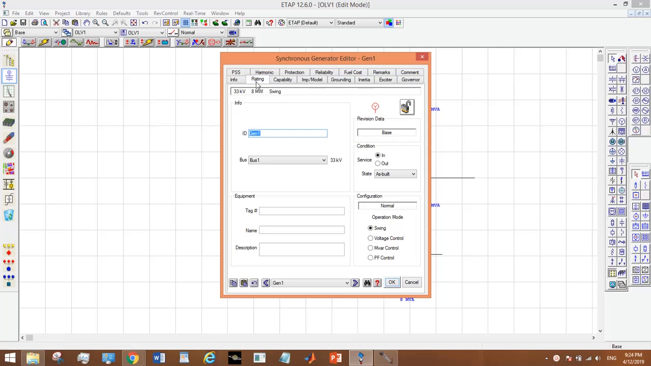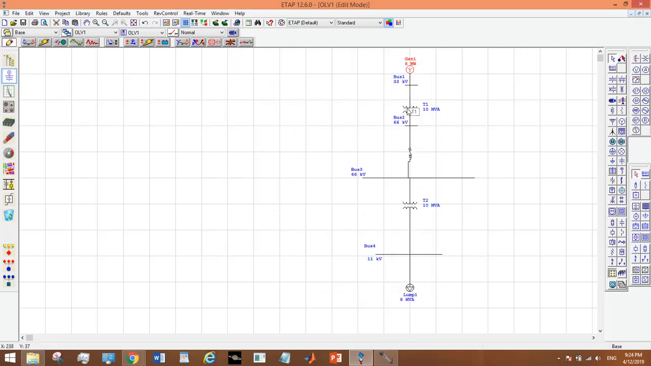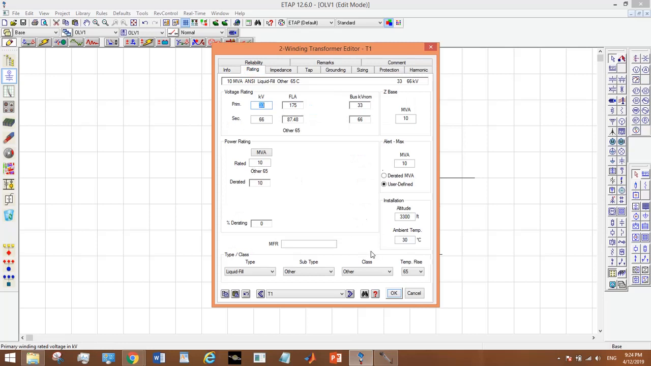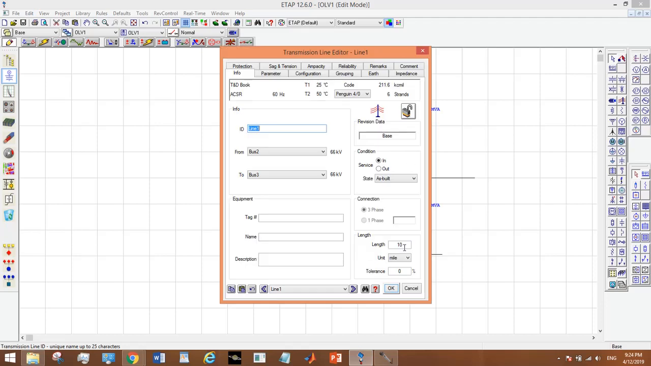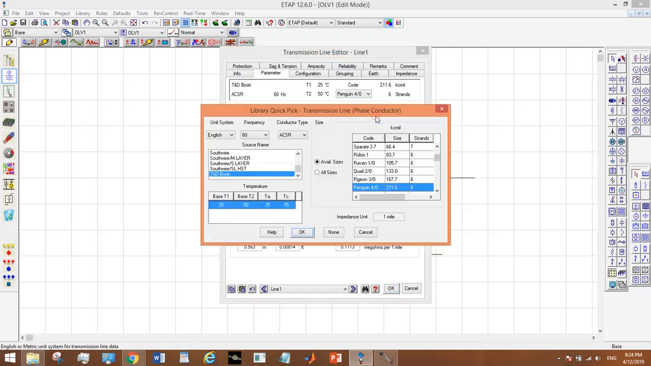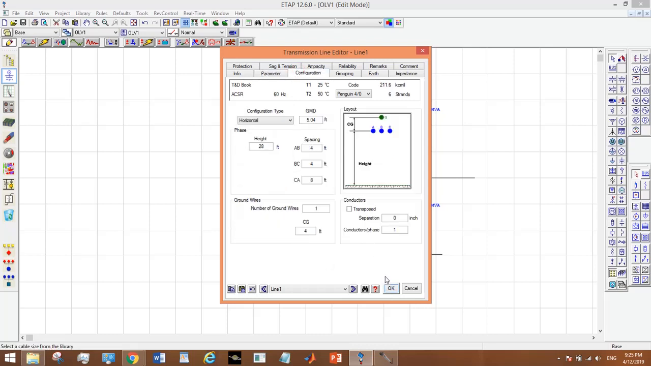I have taken an 8 megawatt generator having 33 kV terminals, a power transformer that transforms 33 kV to 66 kV, and it is of 10 MVA. For the transmission line, I have used 10 miles, and I have used Penguin conductor from the T&D book for phase conductors as well as ground conductors. Go through the configuration.